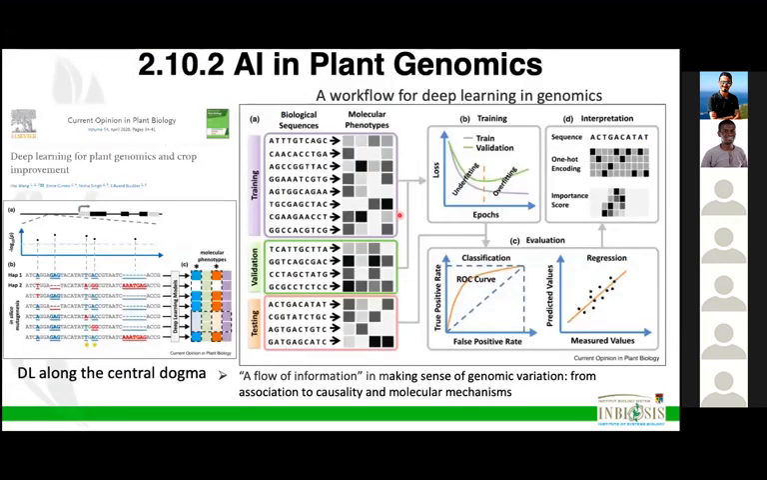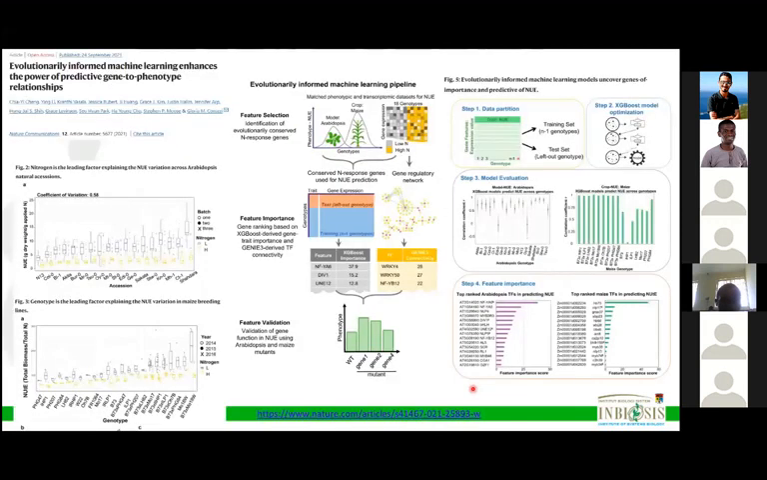And also AI in plant genomics: deep learning along the central dogma, by identifying the genes towards the phenotype, doing correlation and regression analysis, as a flow of information in making sense of the genomic variation from association to causality and molecular mechanism. And this is another example in Arabidopsis and also maize, to study the transcription factors connected to nitrogen use efficiency by using a machine learning approach.